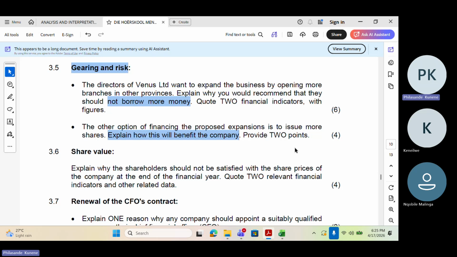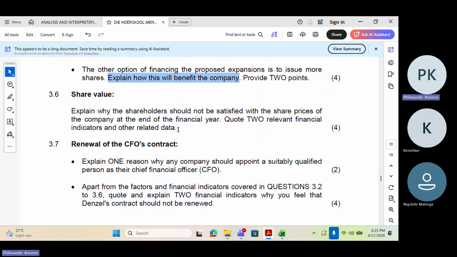One of them, I told you, is that we're avoiding the risk of paying interest. Because if you decrease money borrowed, and instead use money from your shareholders, you're not going to be charged interest and all of those things. So it should be one of the reasons why we prefer issuing shares than borrowing money, right? Okay, share value.